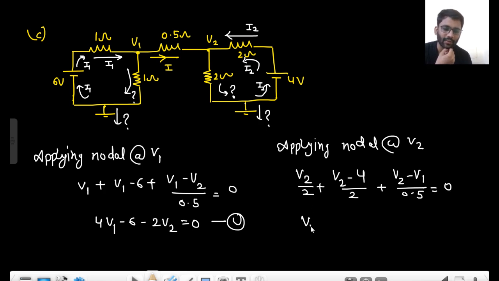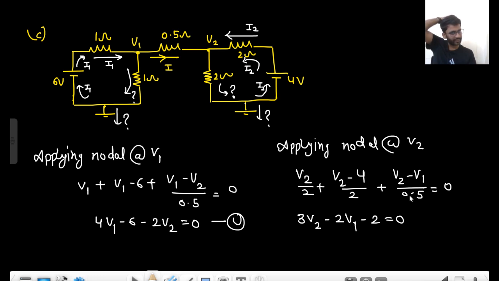So it will be V2 plus 1 by 2. So it would be 3V2 minus 2V1 is equals to 2, or minus 2 is equals to 0. Right? I'm just solving the equation, nothing else. So 3V2 minus 2V1 minus 2 equals to 0. So this is the equation 2. So we will just solve the equation and get to the final answer.